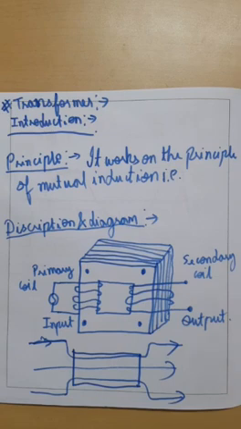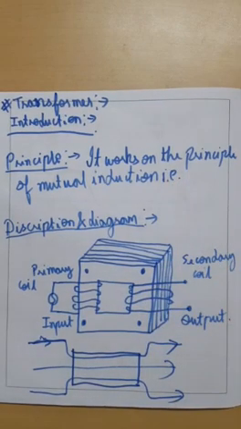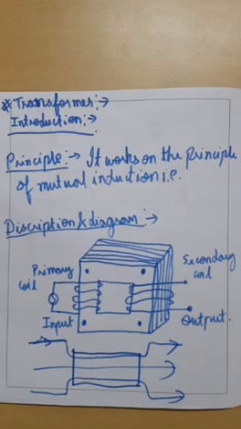Okay, if we talk about the principle of the transformer, it works on the principle of mutual induction. But it would be better if you tell the principle along with what exactly mutual induction is. So we can write what exactly mutual induction is, that is, whenever current is changed in one coil, EMF is induced in another coil.